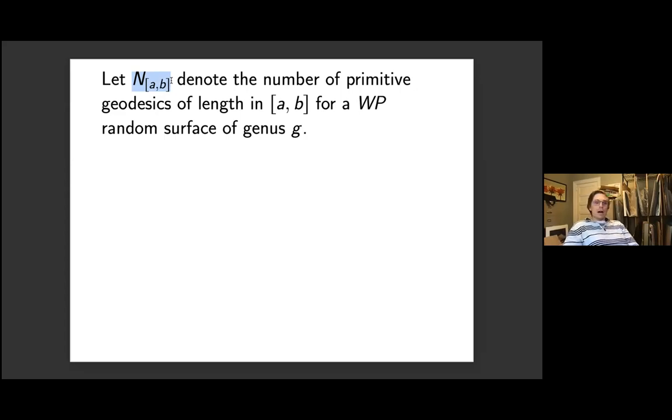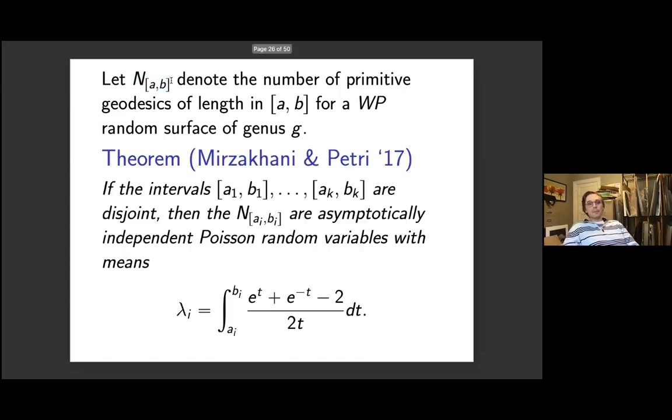And then you want to know how many geodesics are there in this interval. Does it grow linearly? Does it go to infinity? Does it go to 0? What happens? And again, the result is that as G goes to infinity, there's some limiting mean, which is not 0 and it's not infinity. So when the genus is high, there's some well-defined positive finite answer to the question, how many geodesics do you expect of length between A and B?